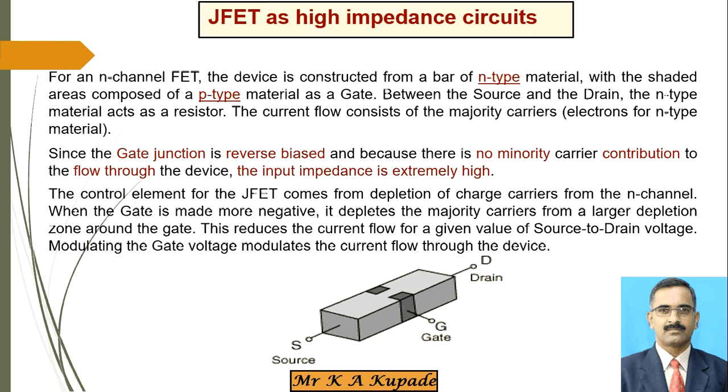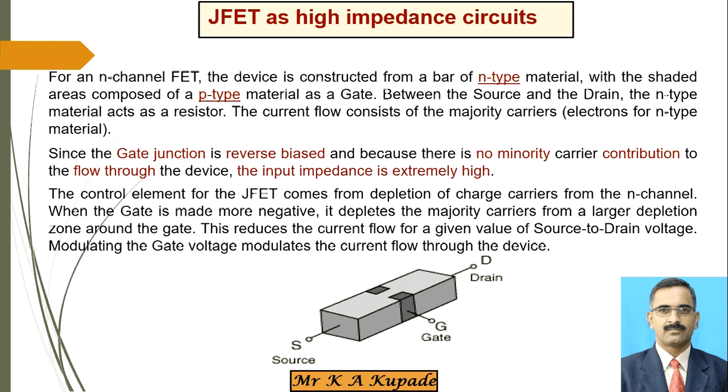Now here, between the source and drain, the n-type material is acting as a simple resistor. And whenever the current consists of majority carriers, that means electrons for the n-type material, that particular bar is carrying the current in that particular channel, right? So this resistor which is acting here is carrying that current through that particular bar.